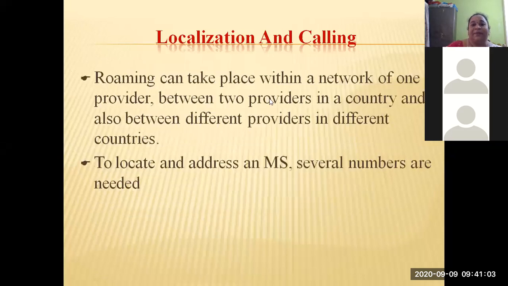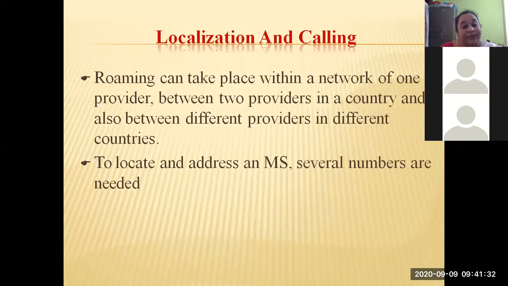So roaming can take place within a network of one provider, or between the two providers of a country or different countries. What we discussed, I already discussed it with you. It may be between the network and the network, or between the country and the country, or the place and the place, or the region and the region. Whatever it may be, it can take place between any categories. We can say that it is roaming.